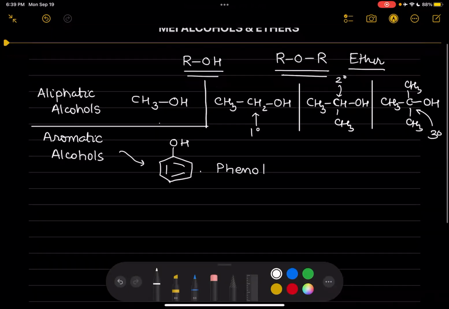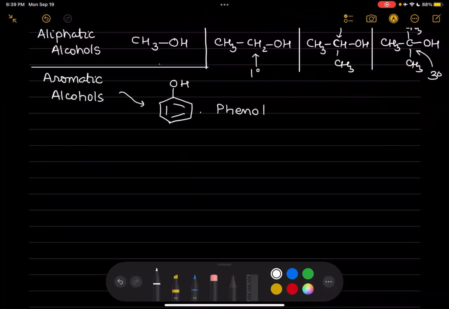So alcohols can be classified on the basis of the number of OH groups also. Suppose you take this alcohol, or this alcohol.